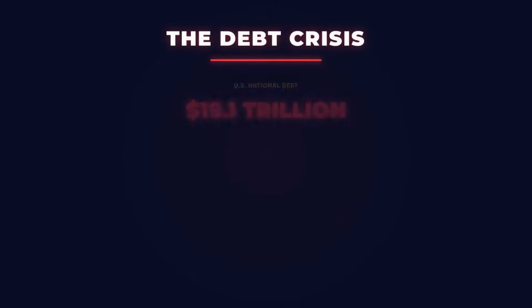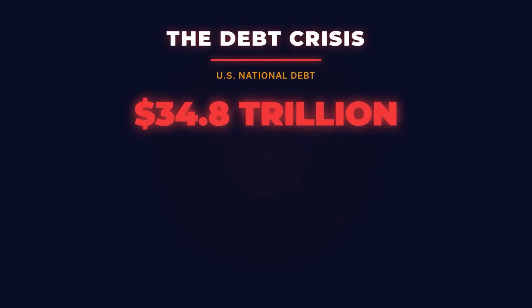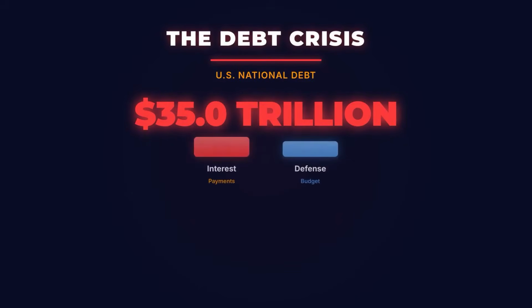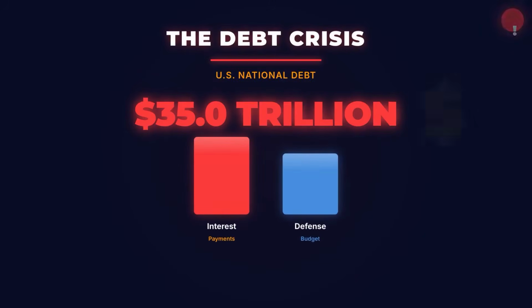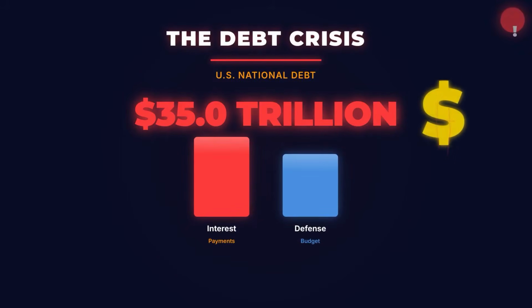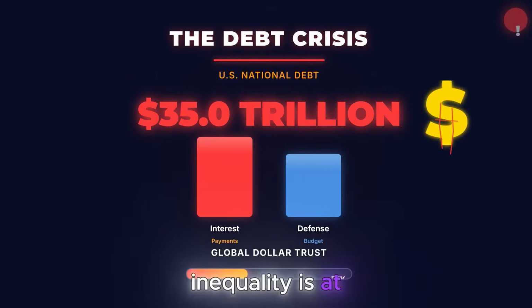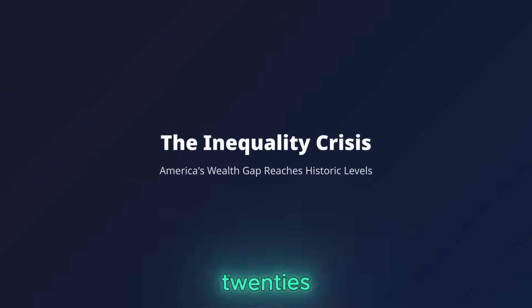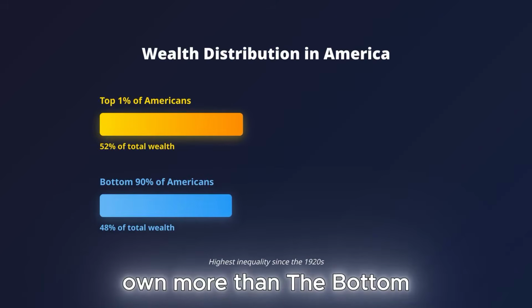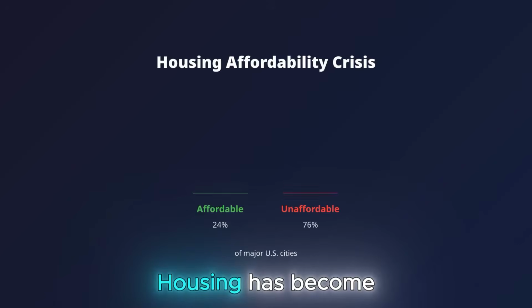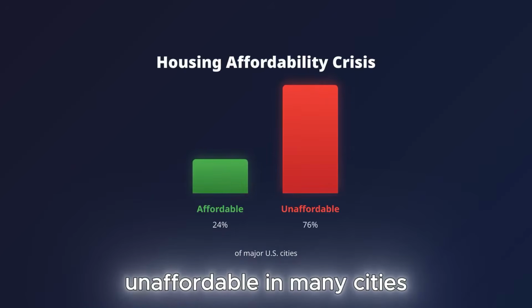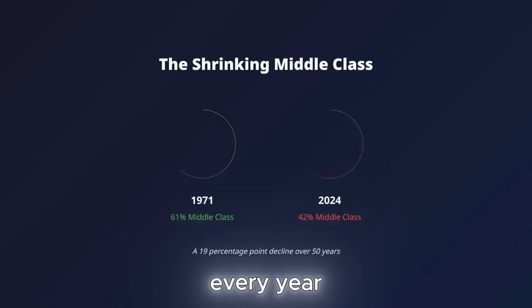But the country faces real dangers. The national debt has exploded past $35 trillion, and interest payments alone now exceed the defense budget. This debt is only sustainable as long as the world continues to trust the dollar. Inequality is at its highest level since the 1920s. The wealthiest Americans own more than the bottom 90%. Housing has become unaffordable in many cities, and the middle class grows thinner every year.